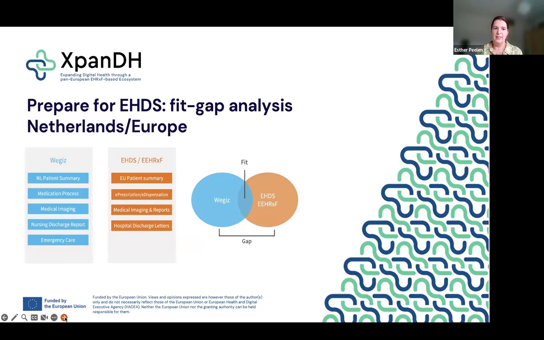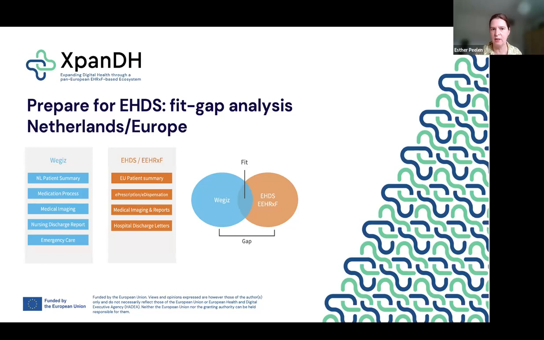So with this said, which is an effort that already takes a lot of our resources and work from many stakeholders at the moment, there's the European Health Data Space proposal. And of course, we have to look into that. We cannot close our eyes to that. So to find out where we are in the Netherlands, we would like to have the position of the Dutch situation relative to the European situation, and we are performing a fit-gap analysis.